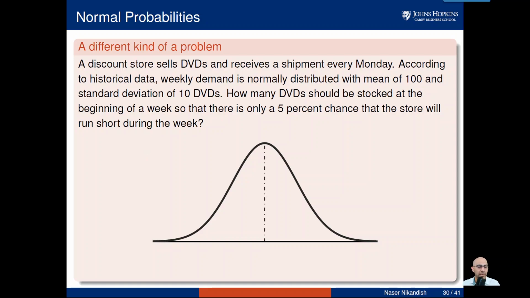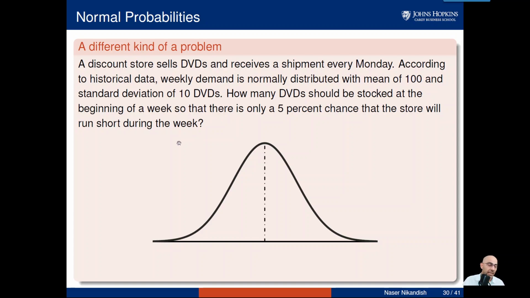All right, so let's look at a slightly different type of problem. Still, we are in the world of normal random variable and normal distribution. This one says demand for a product we estimated with normal distribution with a mean of 100 and a standard deviation of 10. All right, mu is 100, sigma is 10. How many DVDs should be stocked at the beginning of a week so that there's only 5% chance that the store will run out or run short during the week?